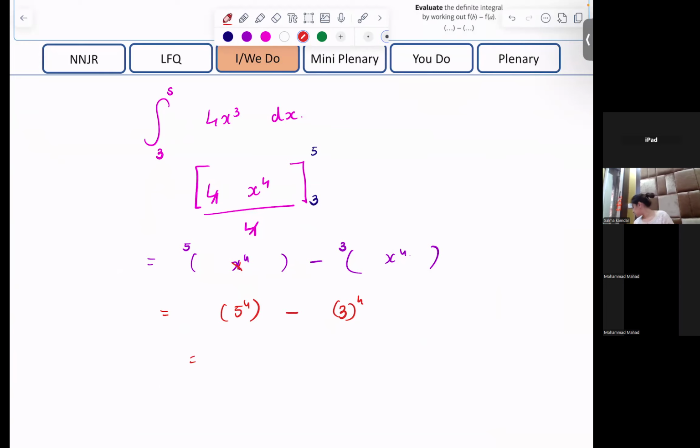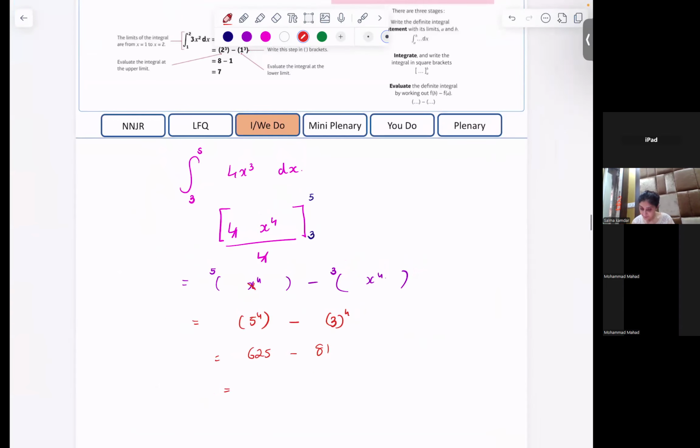5 to the power of 4 is what? 625. Minus 3 raised to 4, which is 81. What does it come up to? 544. Okay, you have your calculator.